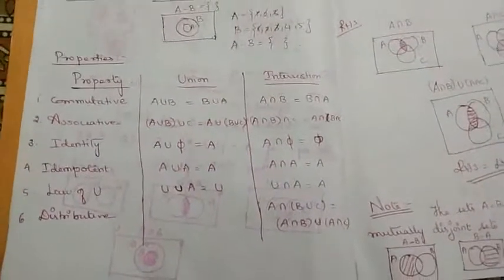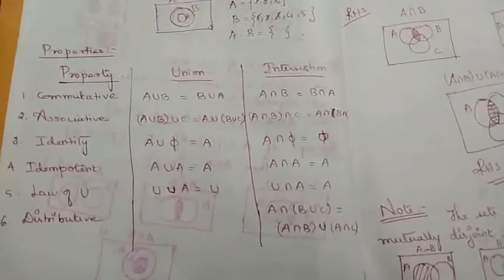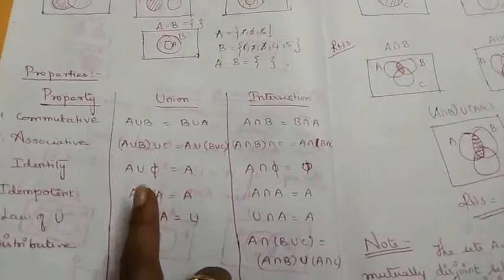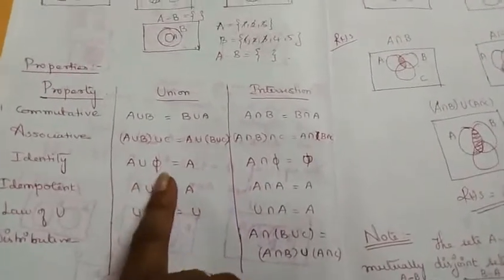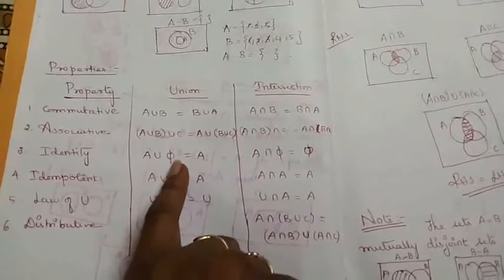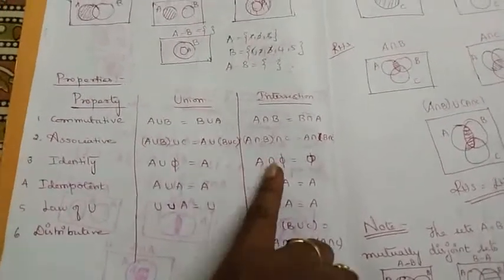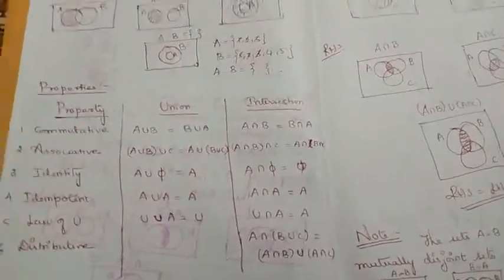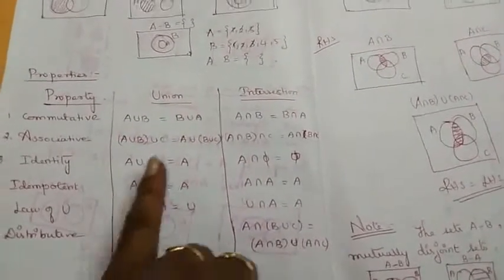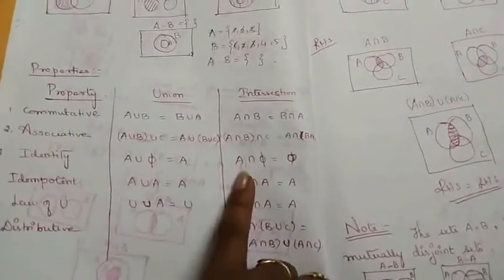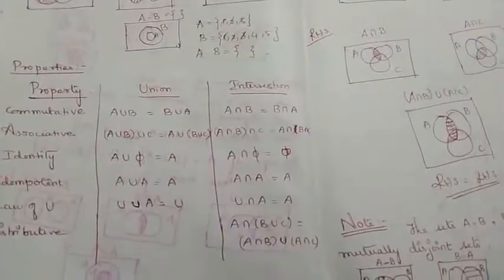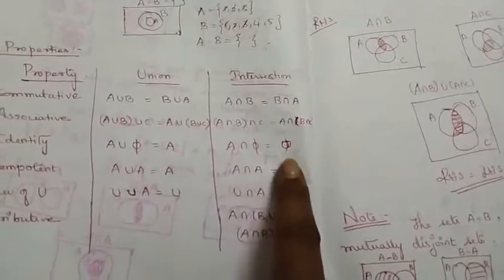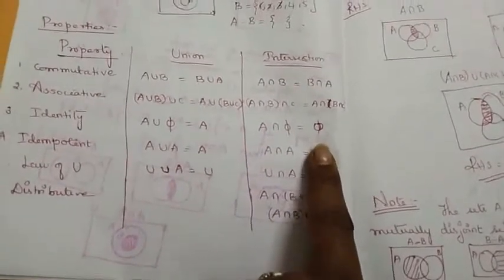Identity. Identity means you will be getting the same set as your answer. So, what will happen? A union empty set, you will get A. A intersection empty set is going to be the empty set only. Union means you will be writing the entire elements, so entire A you will get. While intersection means common elements. You will not have any common elements between A and the empty set. Therefore, the intersection is empty.